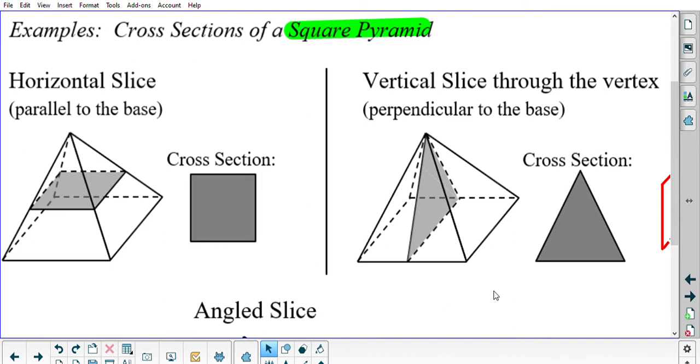Now, I do want to point out, and this is not on your paper, if I do a vertical slice perpendicular to the base, but not going through the vertex, say it was a little bit more to the right, then as you can see here, it would not make a triangle at all if it doesn't go through the vertex at the top of the pyramid. In fact, instead, it would make a trapezoid. So keep in mind, if it doesn't go through the vertex of the pyramid, then the vertical slice could be something very different. In this case, a trapezoid.